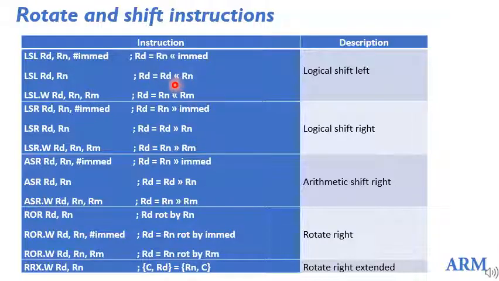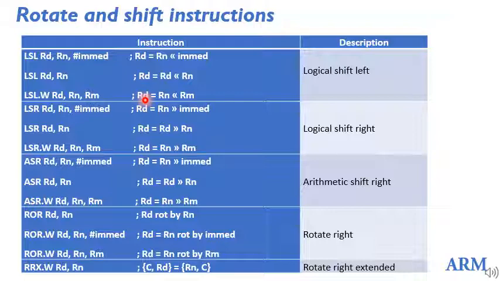Okay. Next variant is the 32-bit variant LSL.W RD, Rn, Rm. So Rn is the source operand, and it will be shifted to the left by an amount equal to the value in Rm, and the shifted value will be stored in the destination register RD.